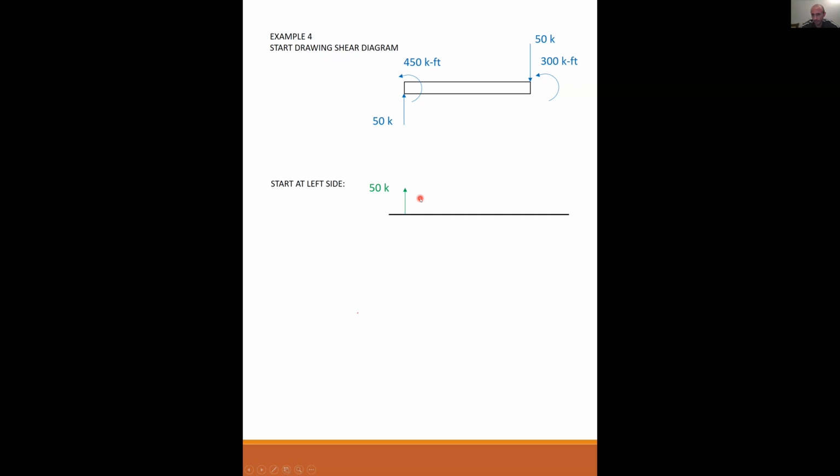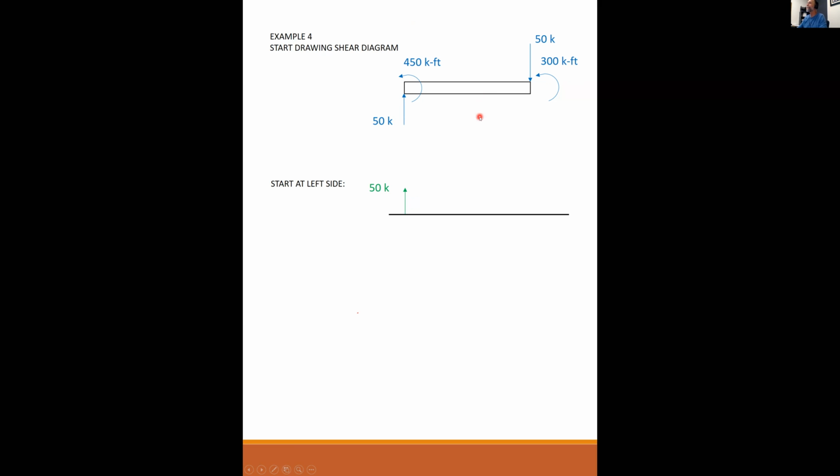It doesn't matter because it's like a moment. It's not affecting the shear. That is correct. This is an applied moment. It does not affect the shear diagram. So we do nothing. What other loads do we have between the left end and the right end?